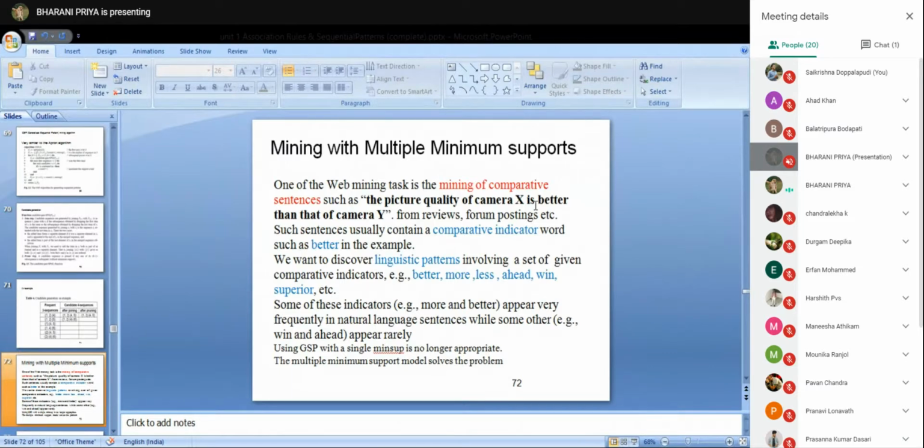Apart from better, the users may use words like more, less, ahead, meaning superior. From this set of words, better and more are more frequently used by the users, and ahead and win are rarely appearing words. So some are frequently appearing and some are rarely appearing. In this case, using a single support is not appropriate, and we go for multiple minimum support.